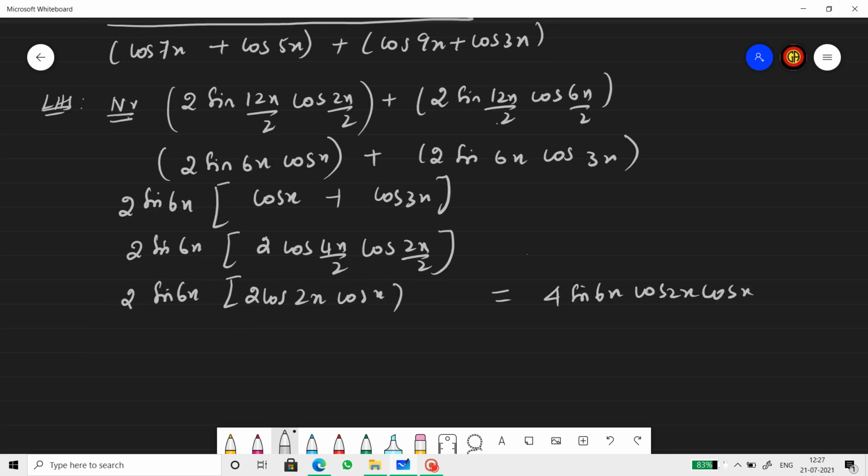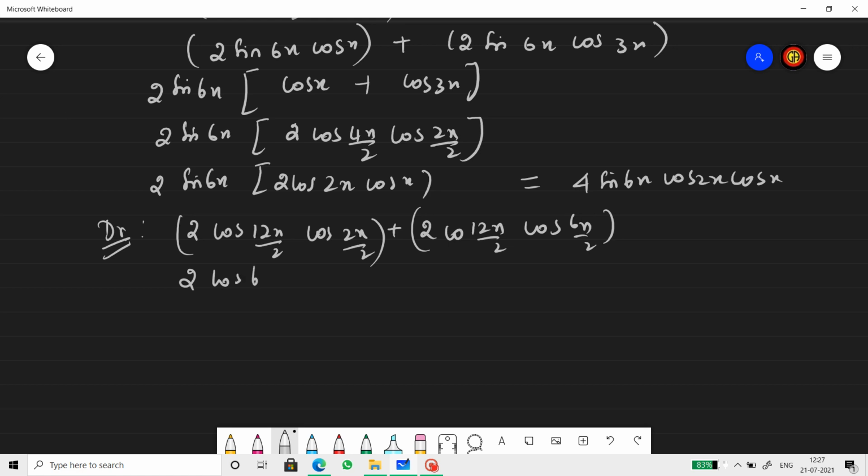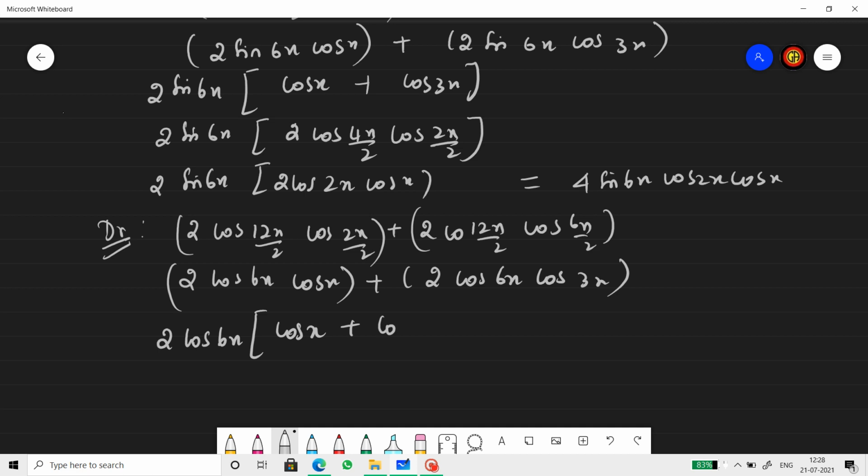Now let's do the denominator. Denominator, as you can see here, so I'm going to apply the formula directly. So we get 2 cos 12x by 2 into cos 2x by 2 plus 2 cos 12x by 2 into cos 6x by 2, which is 2 cos 6x into cos x plus 2 cos 6x into cos 3x. Now we can take 2 cos 6x common out. We'll be left with cos x plus cos 3x.